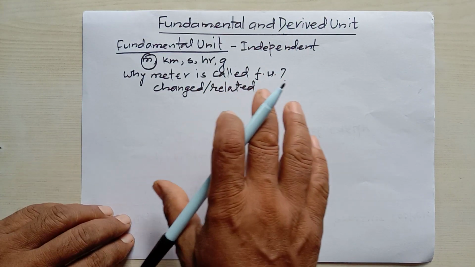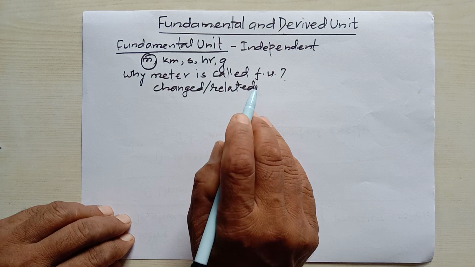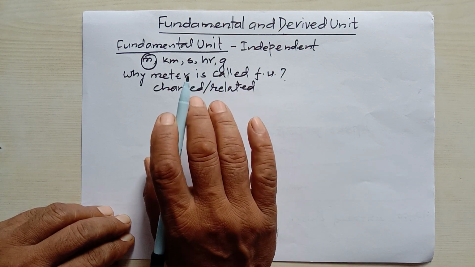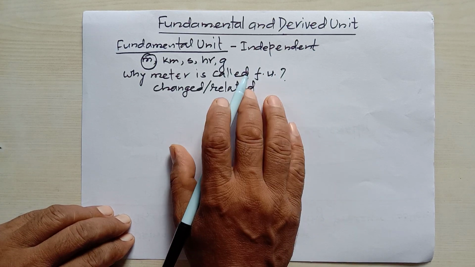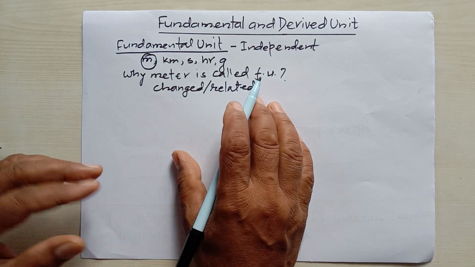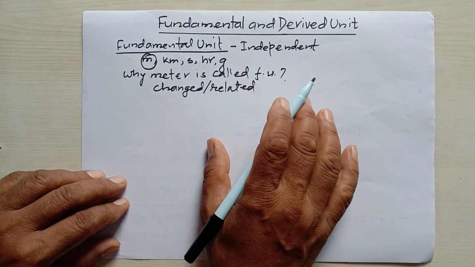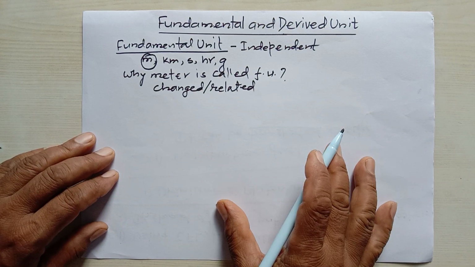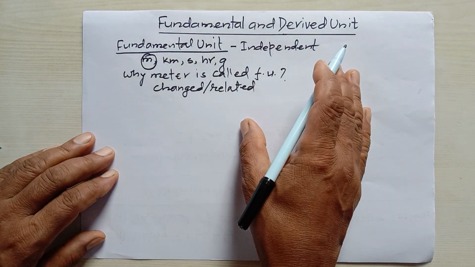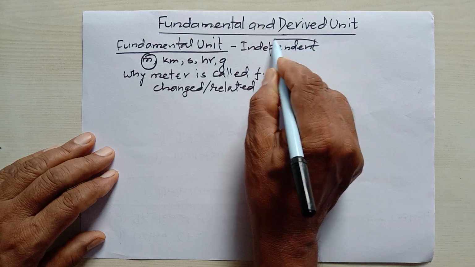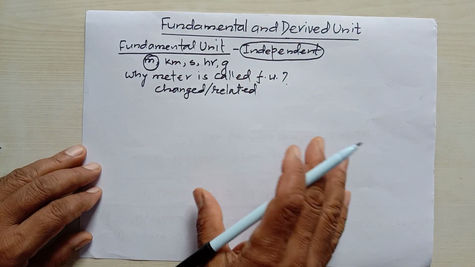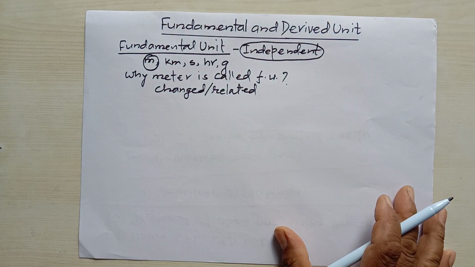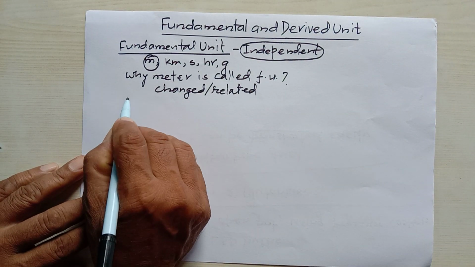Since an independent unit that cannot be derived from other units and cannot be changed or related to other units is called a fundamental unit, therefore meter is a fundamental unit. We can say it like this. This way, what is fundamental unit? We have to remember this keyword: independent unit. Okay, now let's talk about derived unit.